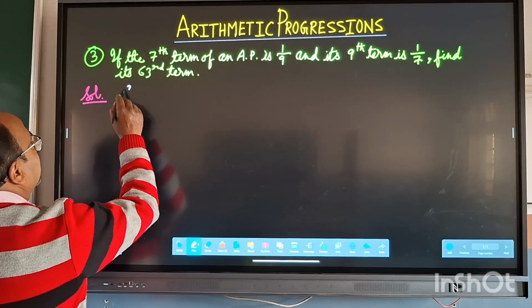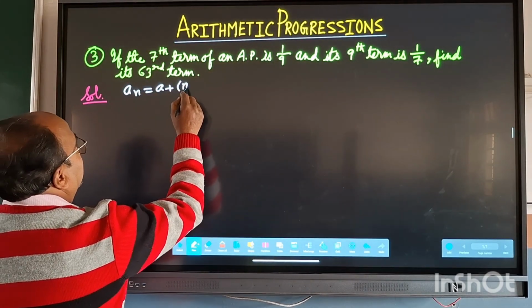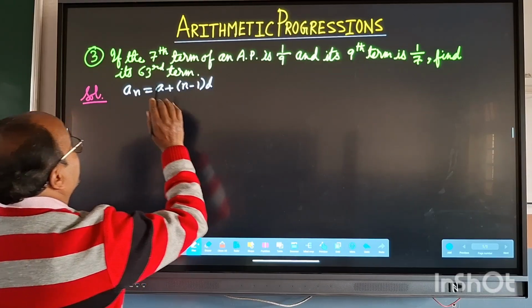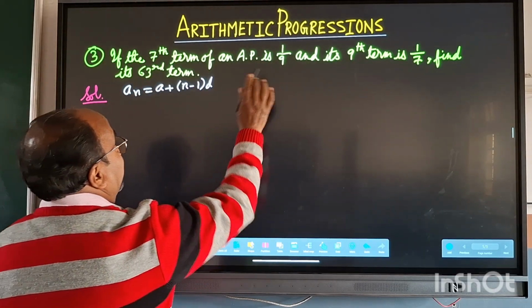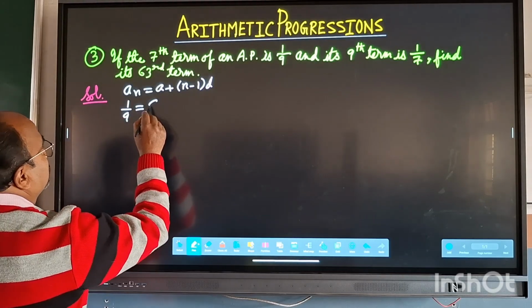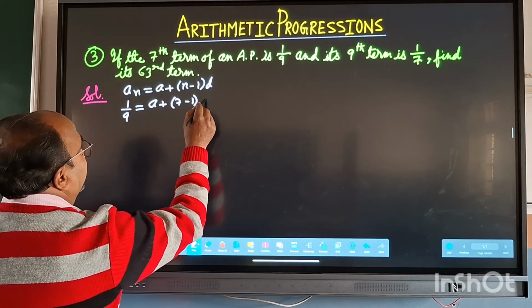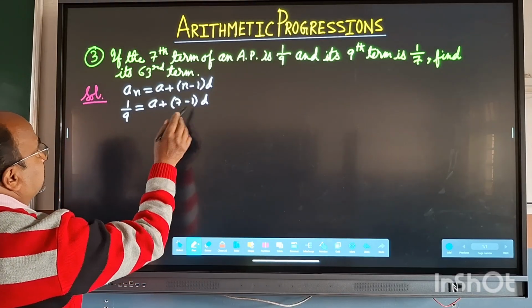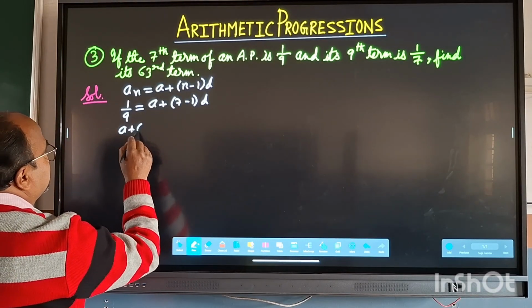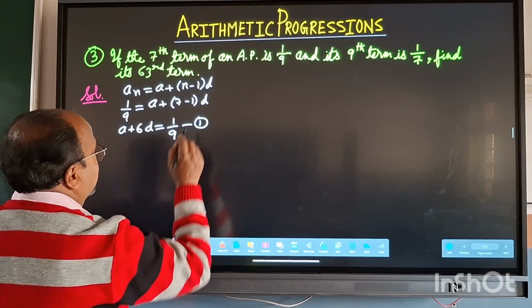We know that an is equals to a plus n minus 1 d. So we are talking about the 7th term having the value 1 by 9. So 1 by 9 is equals to a, we don't know, plus 7 minus 1 d. So I will get here 6d. So I will write a plus 6d is equals to 1 by 9. Keep it as equation 1.